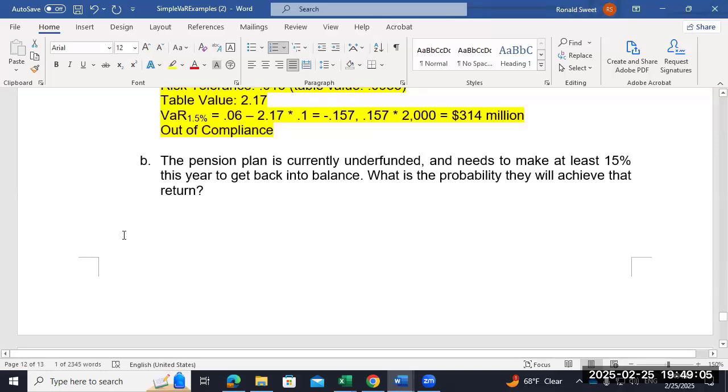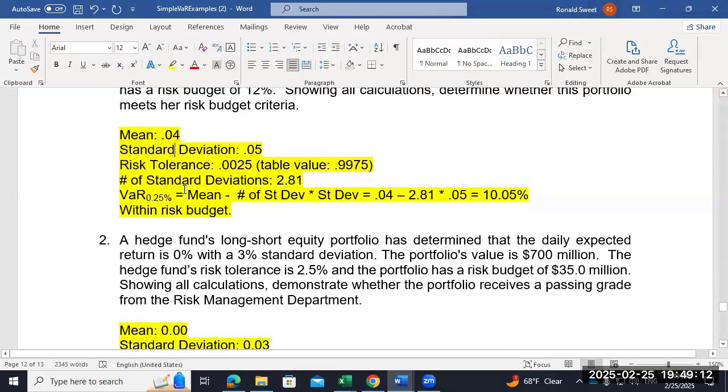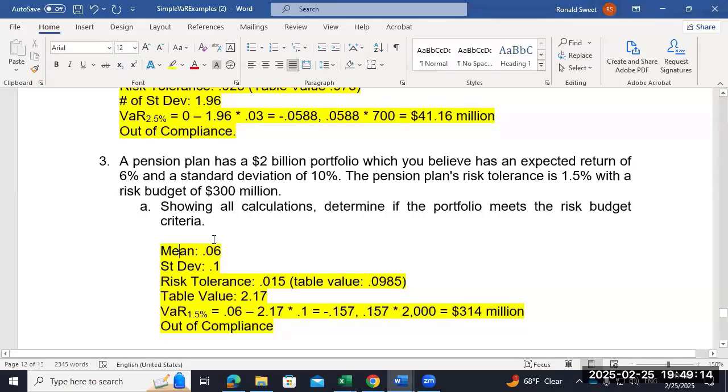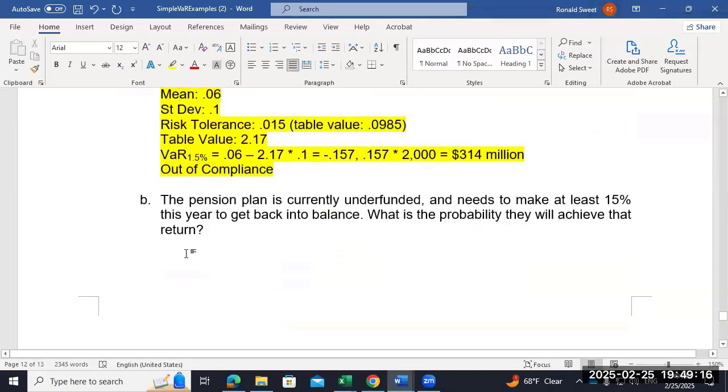All right, so now we get an example problem. You're ready? This is the one. I think 80%, 85% of students get 100% on these three, and 85% miss this one. Let's see if this class can fix it. So first of all, in this question, they're not asking for a VAR. They say the pension plan is currently underfunded and needs to make at least 15% to get into balance. What's the probability they make 15%? Anytime you say, what's the probability they'll do something, that becomes your target.